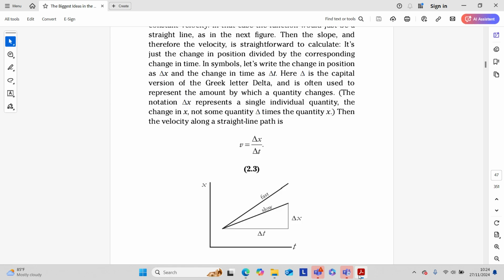In symbols, let's write the change in position as Δx and the change in time as Δt, where Δ is the capital version of the Greek letter delta, and is often used to represent the amount by which a quantity changes. The notation Δx represents a single individual quantity, the change in x, not some quantity Δ times the quantity x. Then, the velocity along a straight line path is v = Δx/Δt.